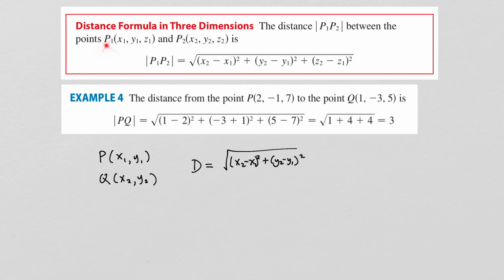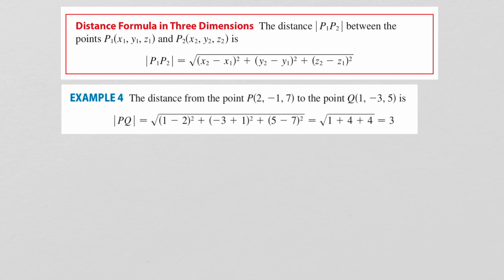So if I have 2 points P1 and P2, x1, y1, z1, and x2, y2, z2, the distance between these 2 points is given by a very similar formula. And this formula is just pretty much the Pythagorean theorem, but used in 3 dimensions.